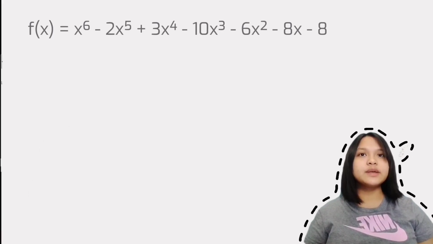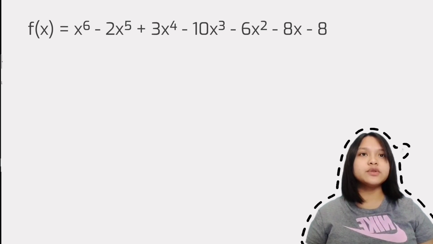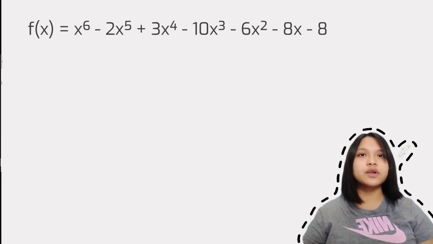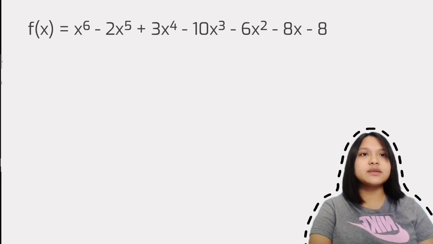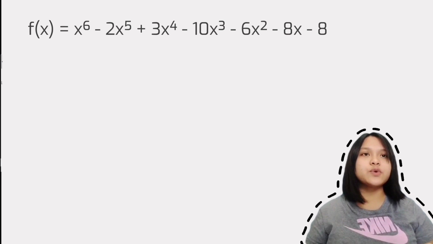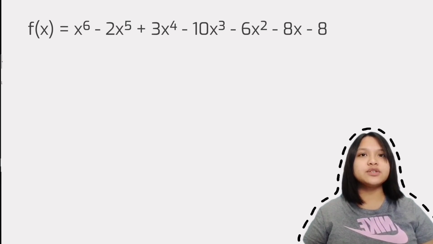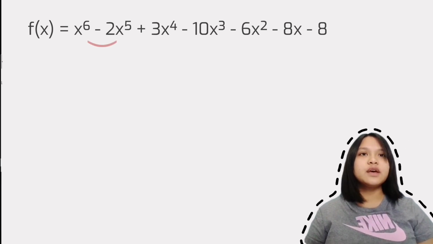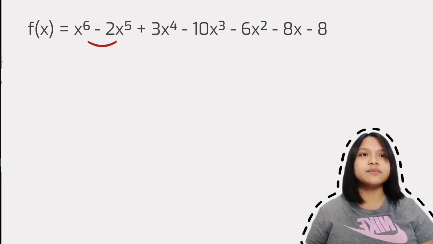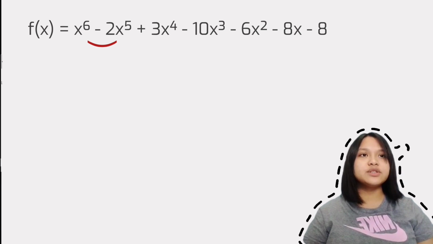So, our example is f of x is equal to x raised to 6 minus 2x raised to 5 plus 3x raised to 4 minus 10x raised to 3 minus 6x raised to 2 minus 8x minus 8. So, let's start by counting the changes of signs. My first term is positive and my second term is negative. So, that's a change of sign.